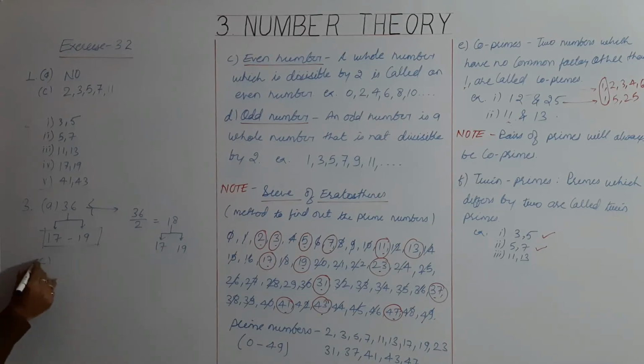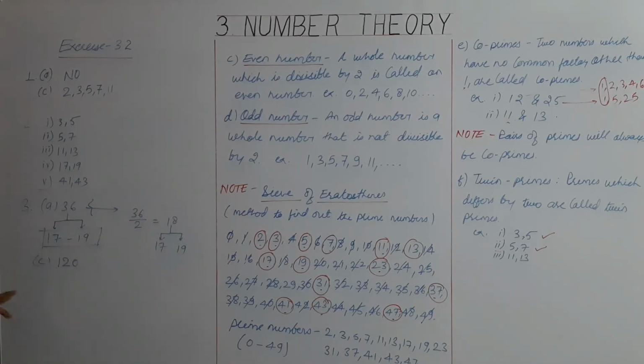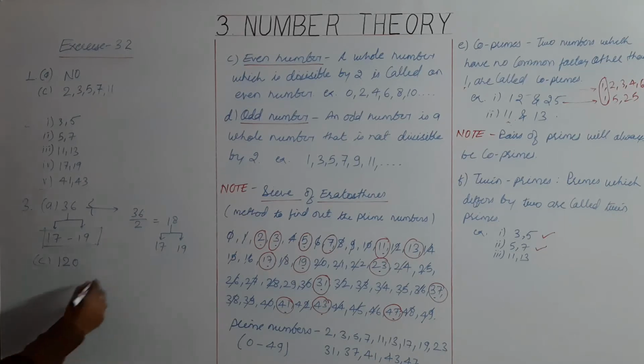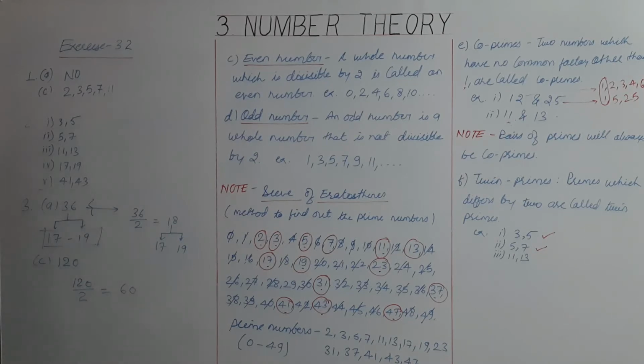Part C. The given number is 120. Again, we have to repeat this process. We have to find twin primes whose sum is 120. So, we'll divide 120 by 2. We'll get 60.